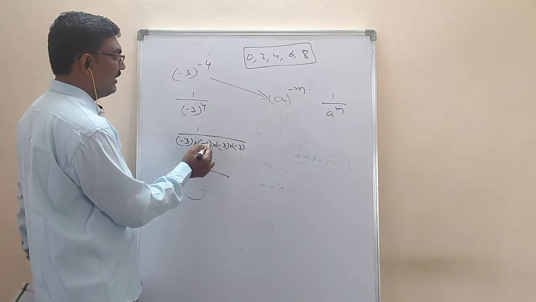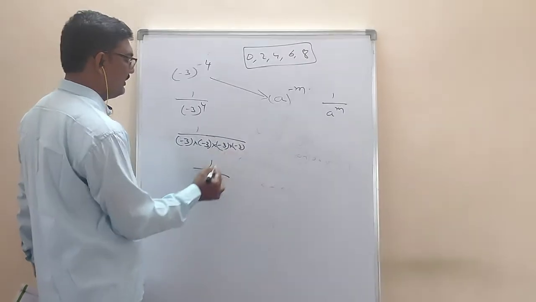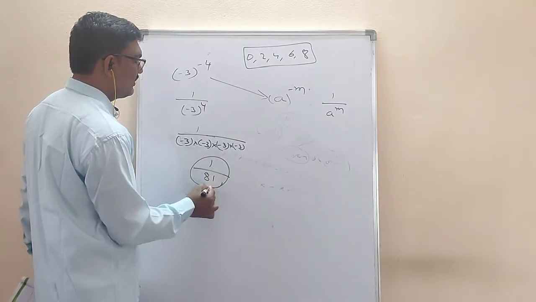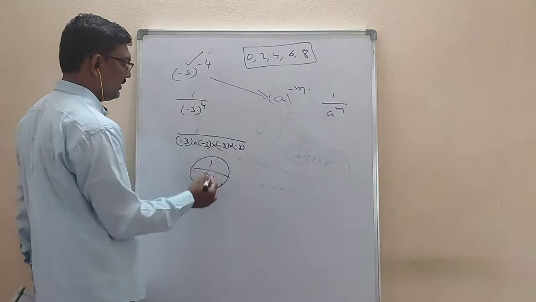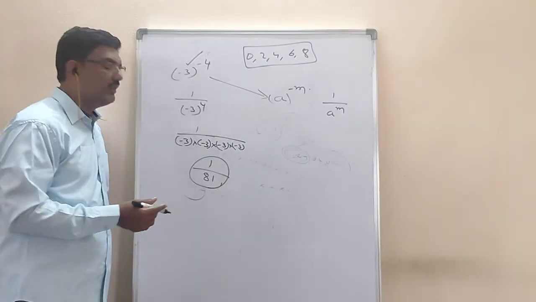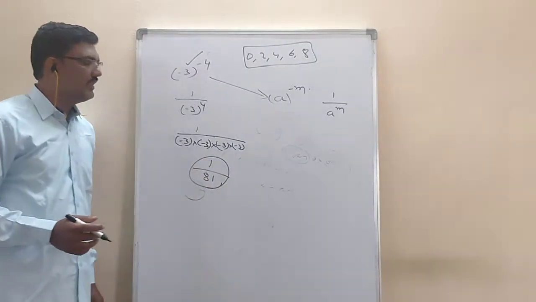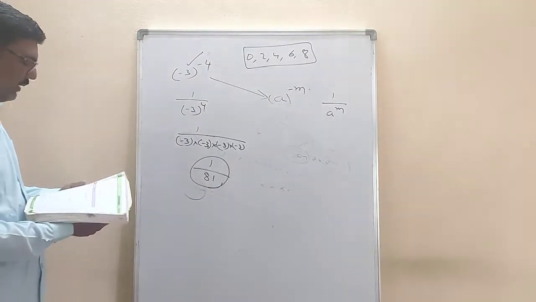3 threes are 9, 9 threes are 27, 27 threes are 81. So if you simplify this question, you get the answer as 1 by 81. There is no need to do the division still here. You can stop here.